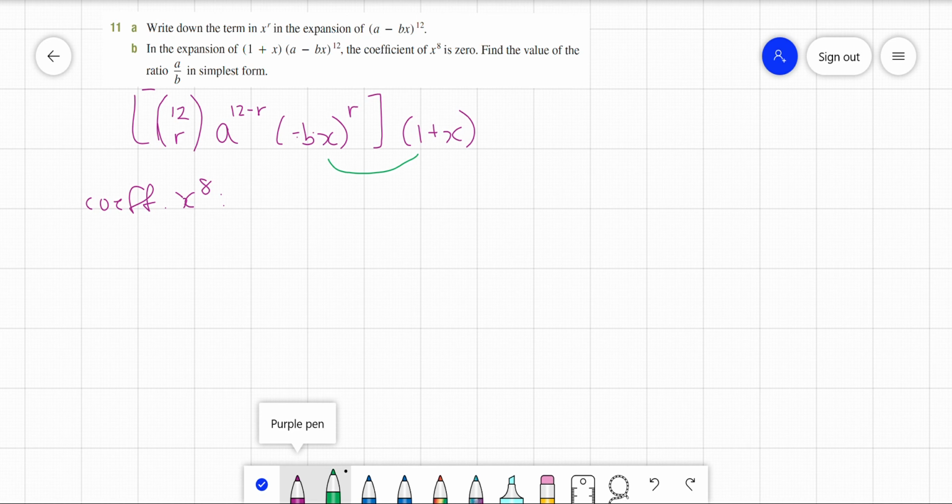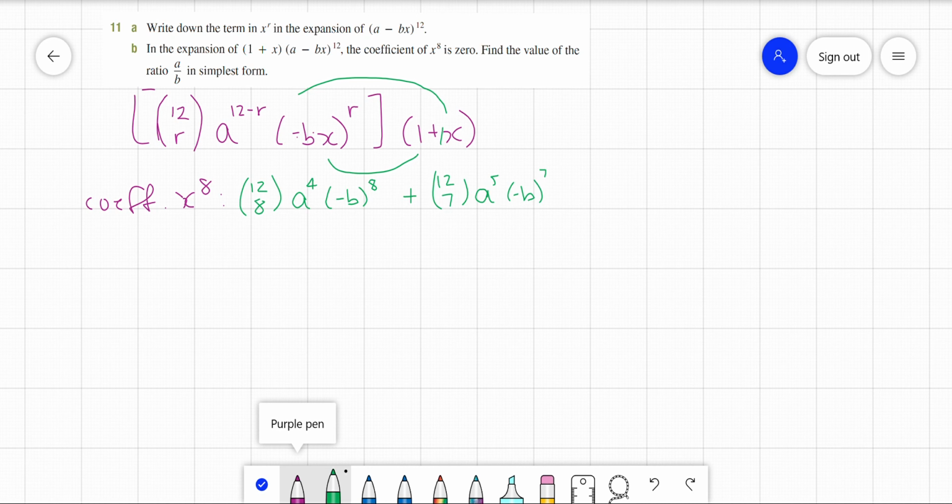So I could have r equals 8, in which case we would have 12 choose 8, a to the 12 minus 8, and then minus b to the 8, I'll separate these out, and then x to the 8. Plus, the other thing I can have is if I times all this by x, in which case I would only want x to the 7, because that's timesing by x. So I would have 12 choose 7, a to the 12 minus 7, and minus b to the 7. Okay, and this coefficient's 1, so that's all fine.